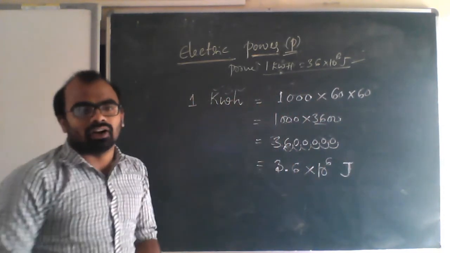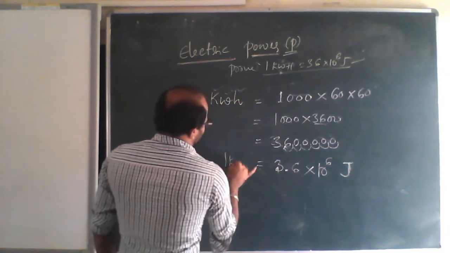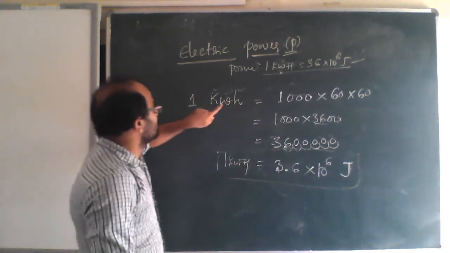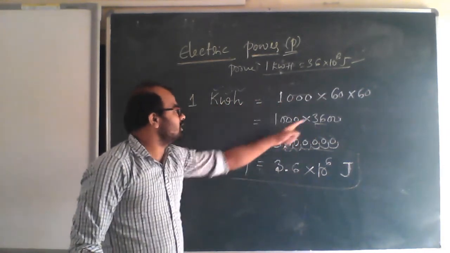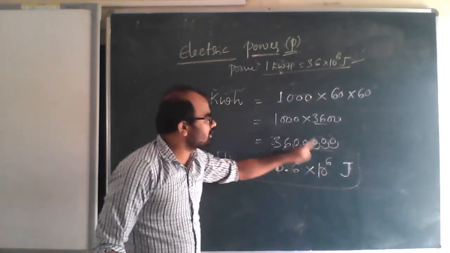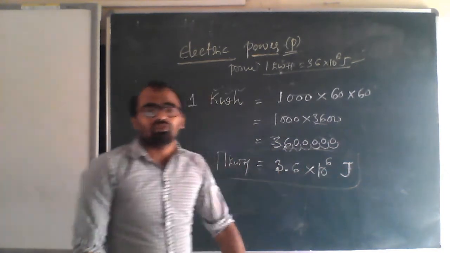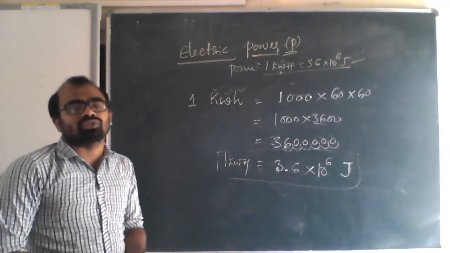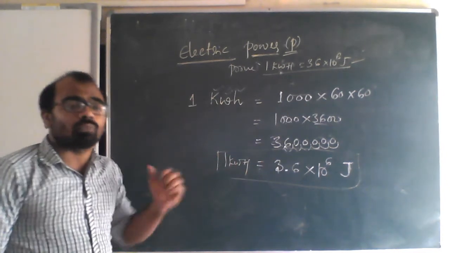This you should remember. 1 kilowatt hour is equal to 3.6 into 10 to the power 6 joules. Kilo means 1000, kilowatt means 1000, hour means 60 into 60 seconds. So 1000 into 3600. If you multiply this, you will get almost 36 lakh. But you have to take the point back so that we can express it in joules. 3.6 into 10 to the power 6 joules. This is the way you have to prove that 1 kilowatt hour equals 3.6 into 10 to the power 6 joules. Remember this value, we can use it in our problem section.